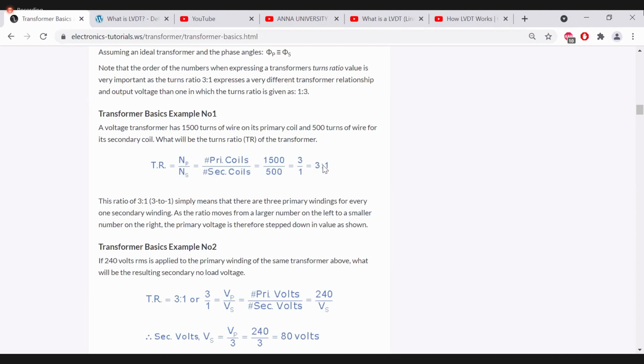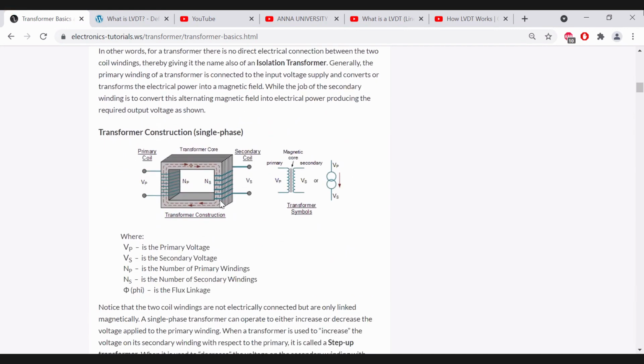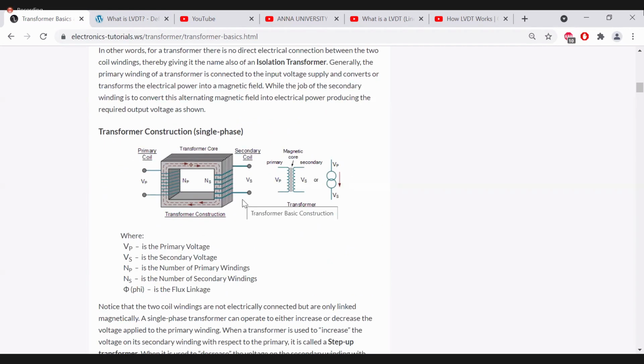That means if you apply 3 volts at the primary coil, you will get only 1 volt. That is a step down transformer. In a step down transformer, output is less than the input. In a step up transformer, output is greater than input. That is the relation between the number of turns of the primary and secondary coil.